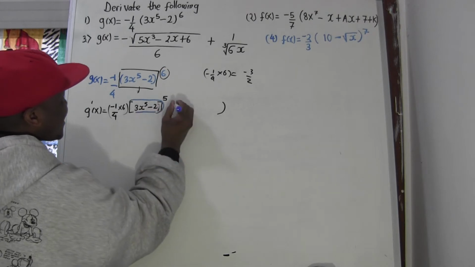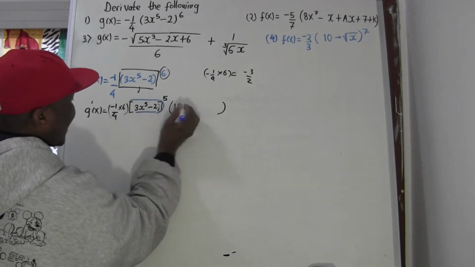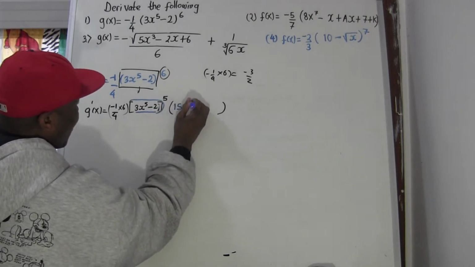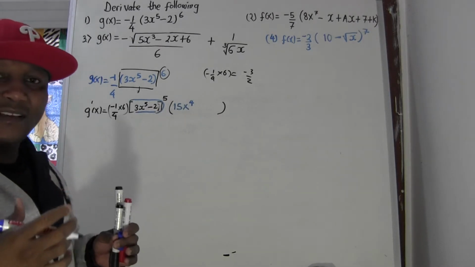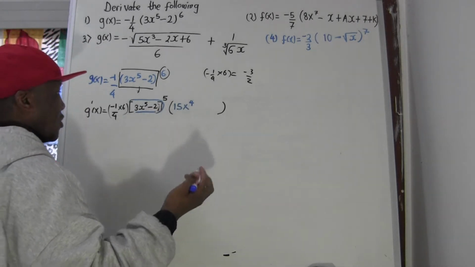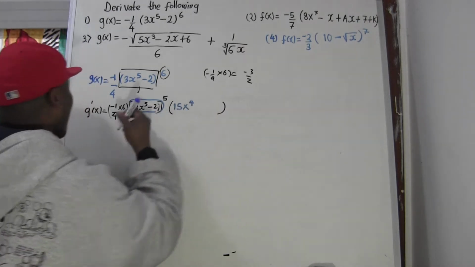Let's differentiate now. 5 times 3 equals 15. And drop your x. x power 5 minus 1 equals 4. If any number does not have x, or does not have the variable we're looking for, it's going to be 0, because when you differentiate 2, you're going to get 0. So this is my final answer.